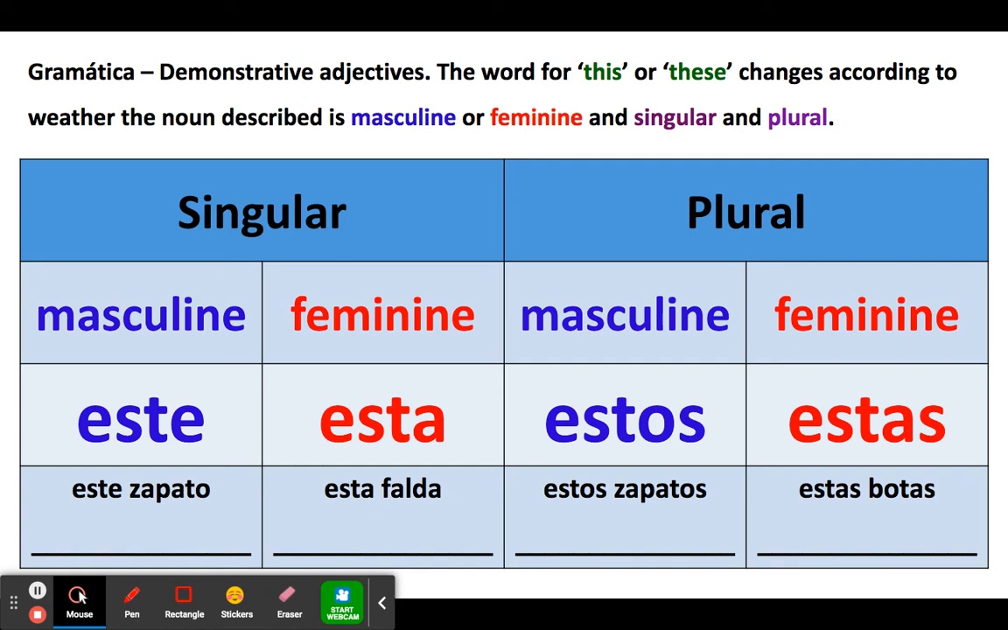When it's plural, we have masculine and feminine. So masculine will be estos, right? So it will be estos zapatos. Feminine will be estas botas, okay? So go ahead and write this down. Make sure that you're writing this down.